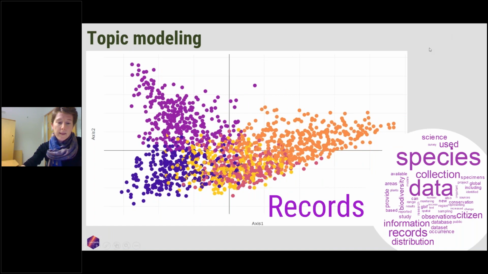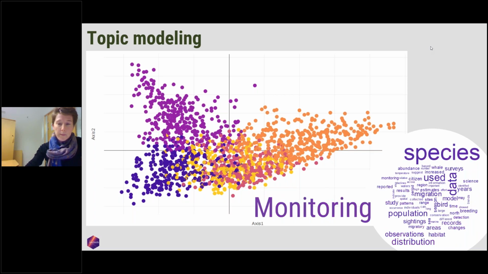So to help with interpreting these clusters, I created a word cloud of all the words used more than 100 times in the papers in each cluster. So starting with this top left brighter purple cluster, and I'll walk through all of them briefly, we can see that the words standing out relate primarily to simple collections of species records. So I'm naming this the records cluster for now.